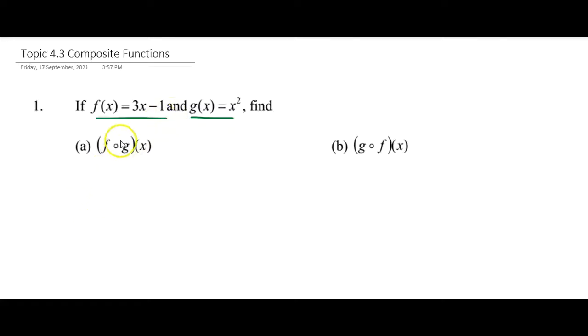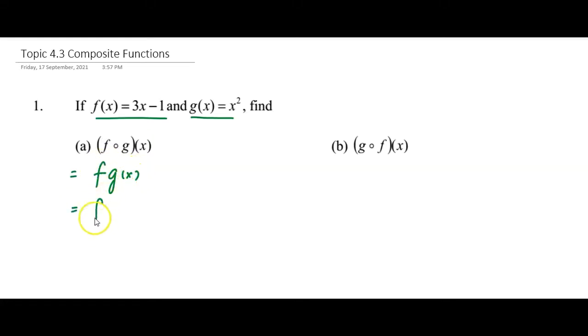Hello everyone. In this video, I'm going to discuss a few examples in finding the composite function. Let's look at the first example. f(x) is given as 3x minus 1 and g(x) is given as x squared. I would like to find f(g(x)), and f(g(x)) can also be written in this form.